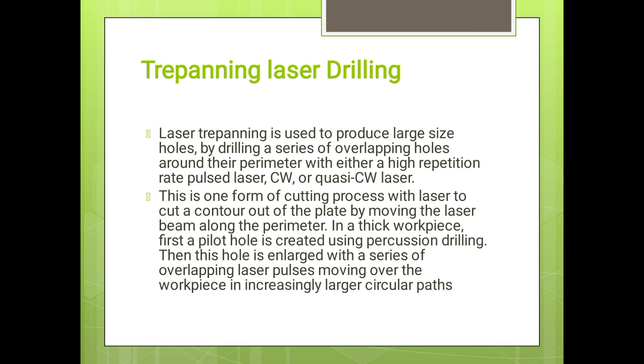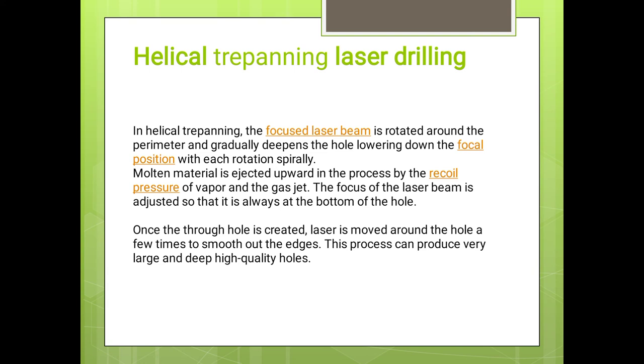Trepanning laser drilling is used to produce larger size holes by drilling a series of overlapping holes around their perimeter with either a high repetition rate pulsed laser or a quasi CW laser. Helical trepanning laser drilling: the beam is rotated around the perimeter and gradually deepens the hole, lowering the focal position with each rotation. Once the through hole is created, the laser is moved around the hole a few times to smooth out the edges. This process can produce very large and high quality holes.